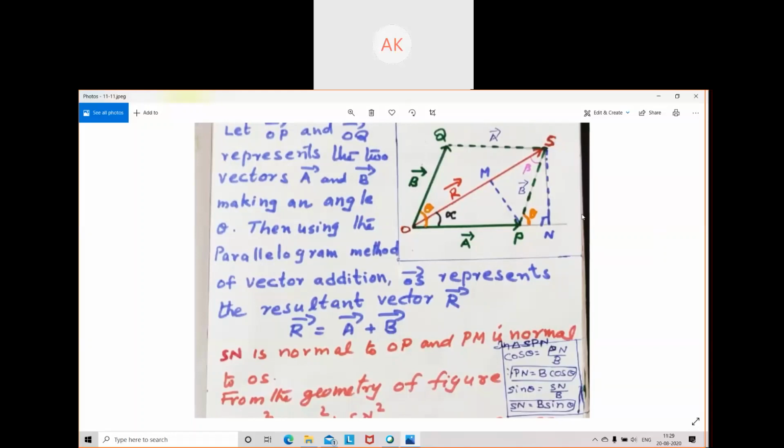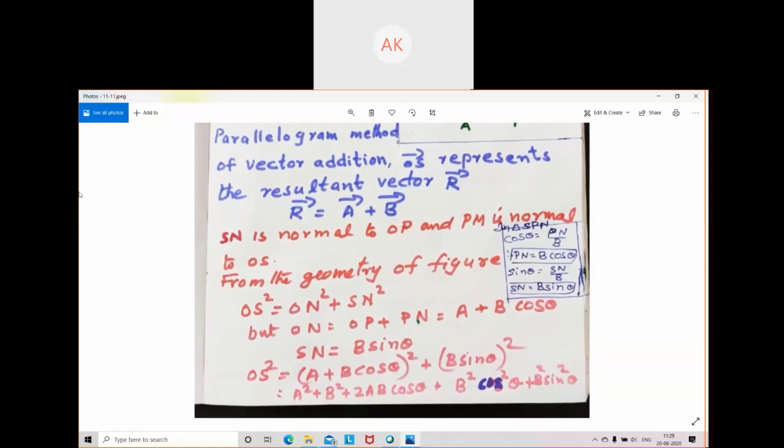Now, by Pythagoras theorem, OS square equals ON square plus SN square. That is written. OS square equals ON square plus SN square.